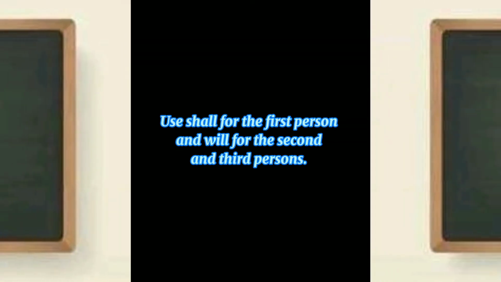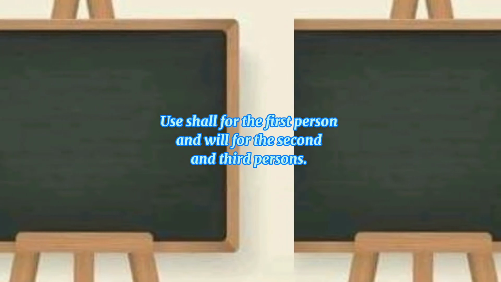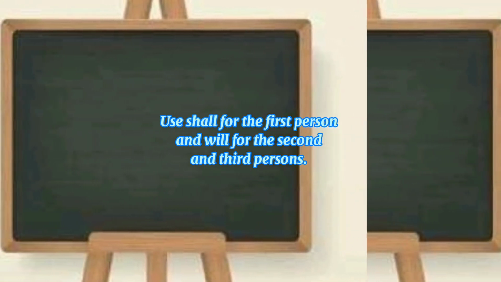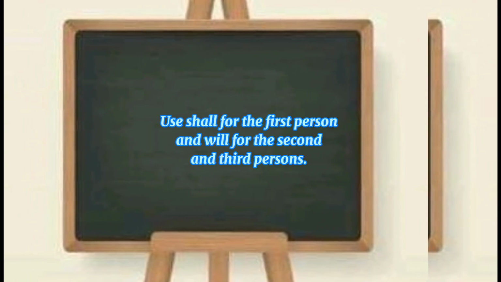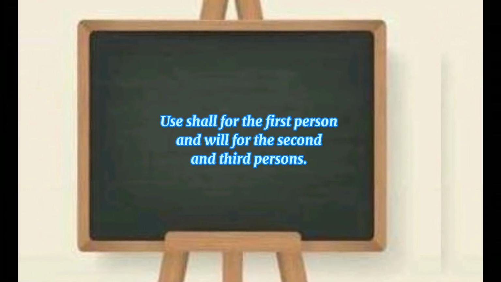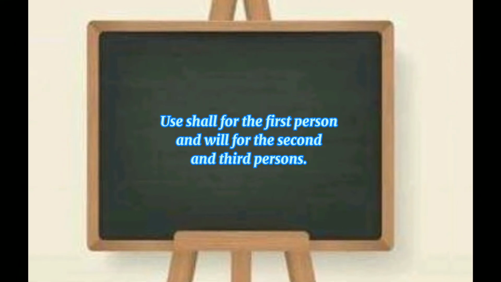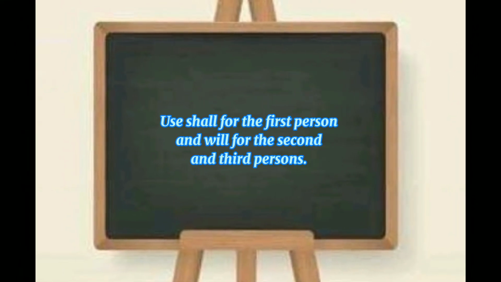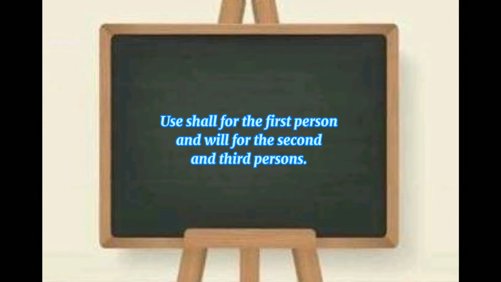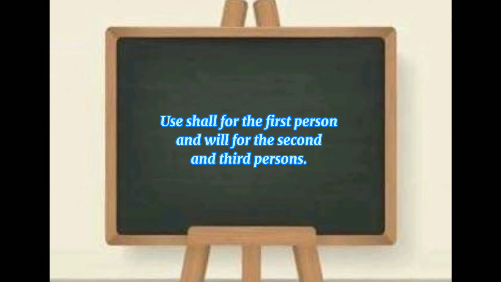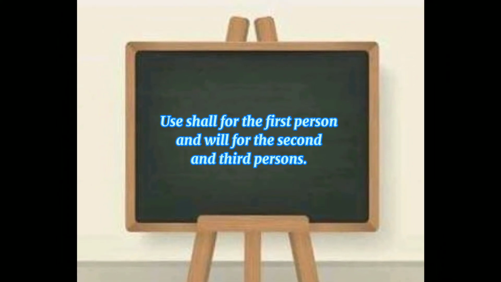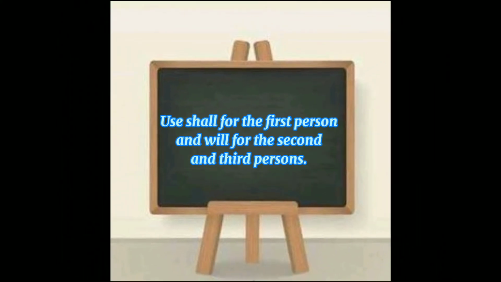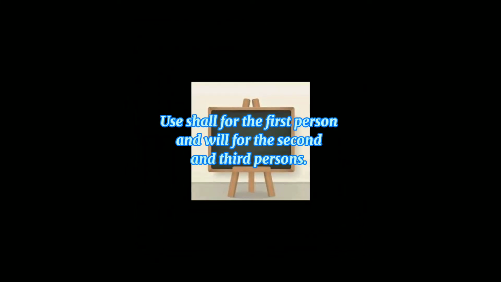And the last prescriptive rule is use shall for the first person and will for the second and third persons. So, we need to use the word shall with the first person pronouns to form a future tense, while will is used with second person and third person. So shall is another way of saying should. So for example, someone saying they are expected to do something.